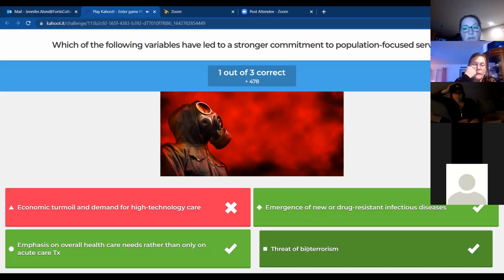Following variables that are population focused, remember we're looking at the group as a whole, we're trying to improve for everybody. So would economic turmoil and demand for high-tech care help everybody? No. Emphasis on healthcare rather than only on acute care, yes, because we're trying to do the whole population. Emergence of new or drug-resistant infectious diseases, yes, is going to make sure that we're looking at the population. Think about COVID there. And bioterrorism is another one that we're going to worry about for our populations.